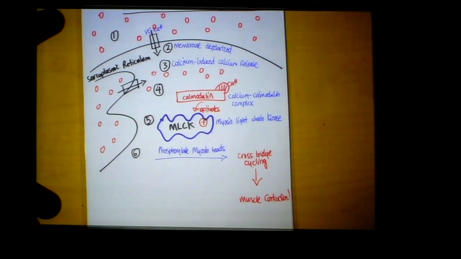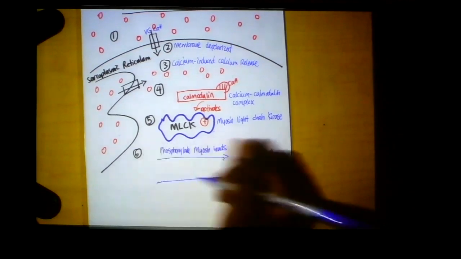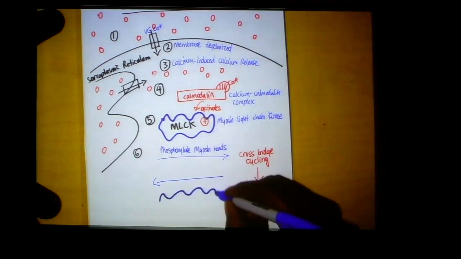Now, in order to cease this muscle contraction, there is another enzyme that is lingering in this cell, and these are called phosphatases, okay, phosphatases.